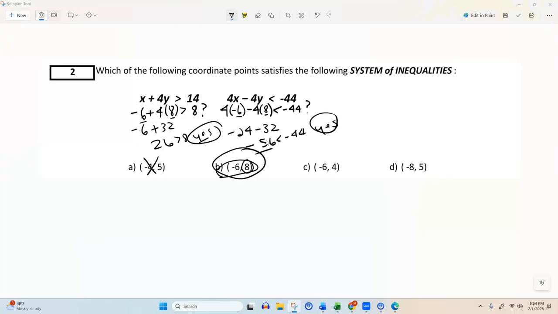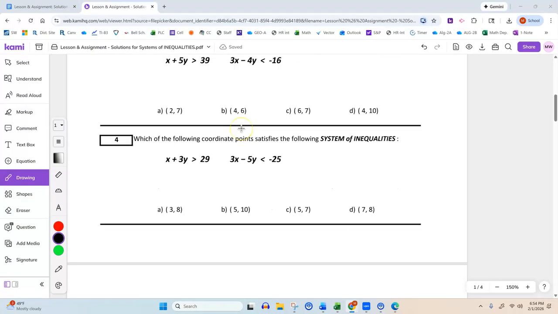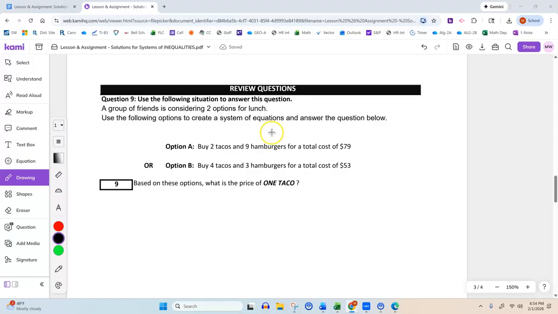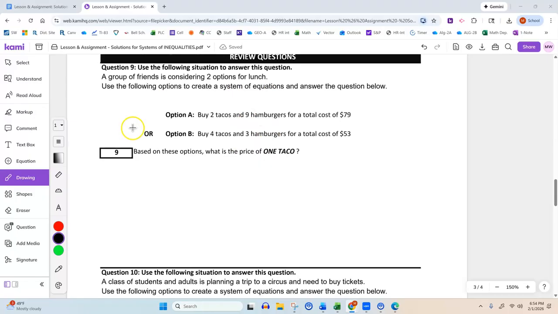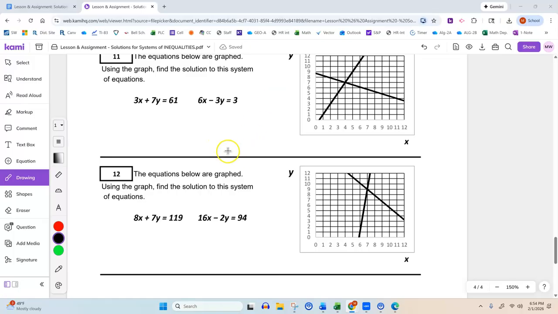Make sure you go ahead and do the rest of the questions. I gave you six more questions, and then I gave you some review questions on questions 9 and 10, and also some of the graph ones that are pretty quick. So go ahead and do this assignment, and please enter your answers in Canvas when you're done.